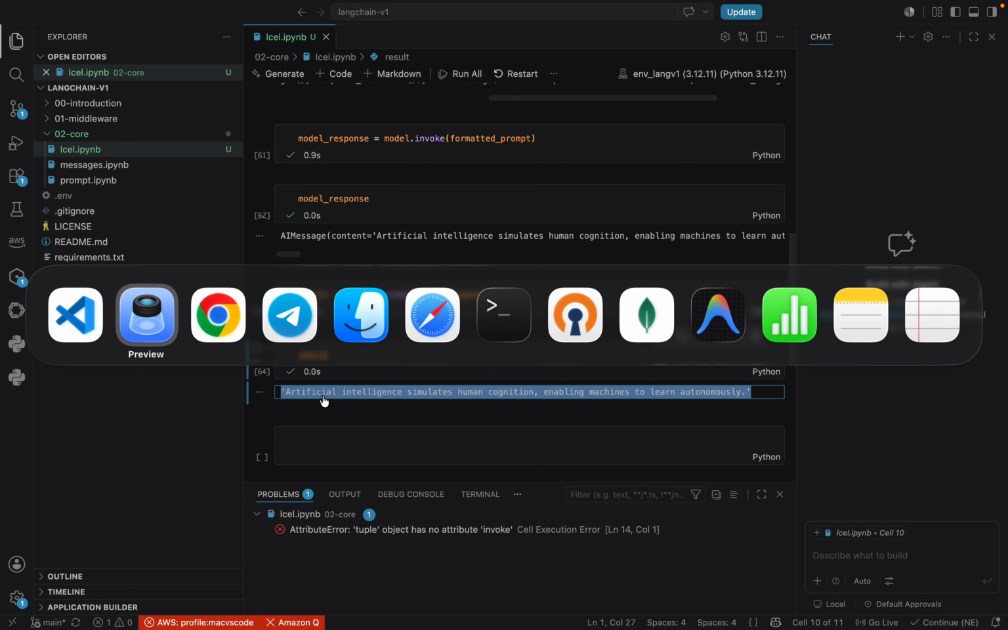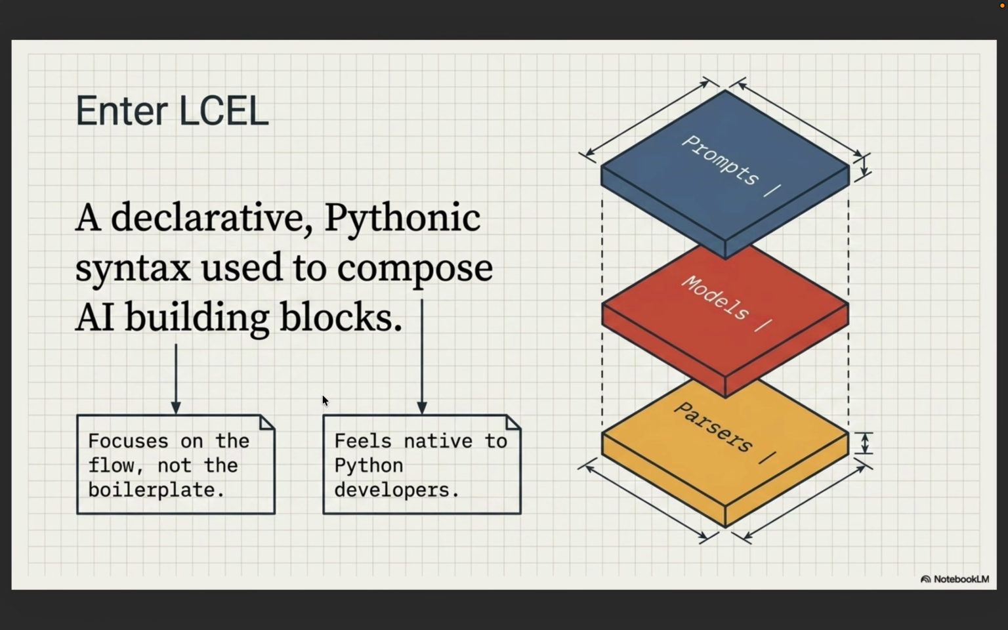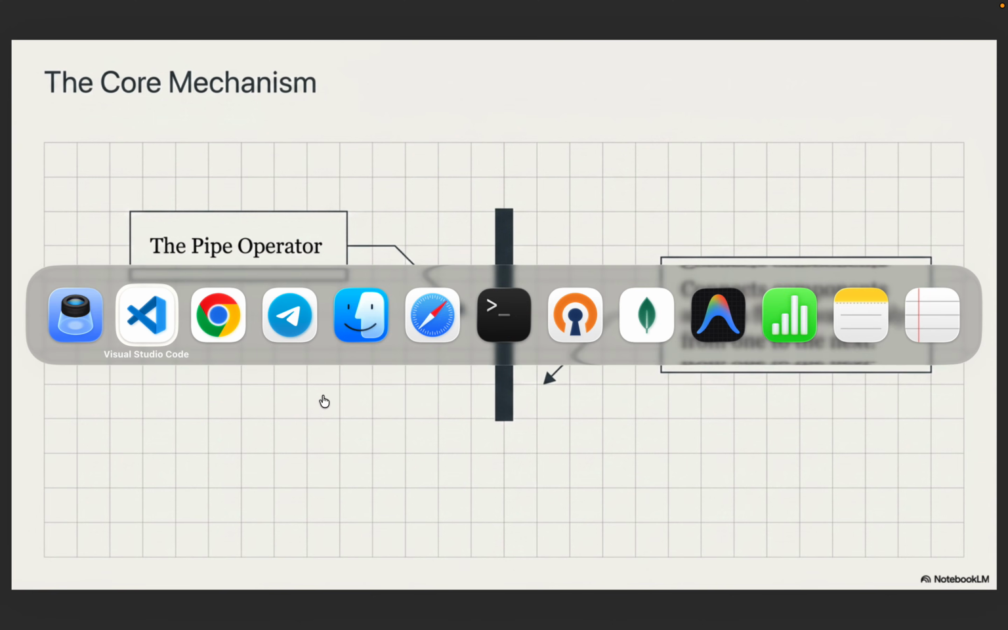Now what will happen if we use chains, I mean, if we use LCEL? Instead of writing it in a separate way, we will use the pipe to combine all these components. I will show you how you can do this.